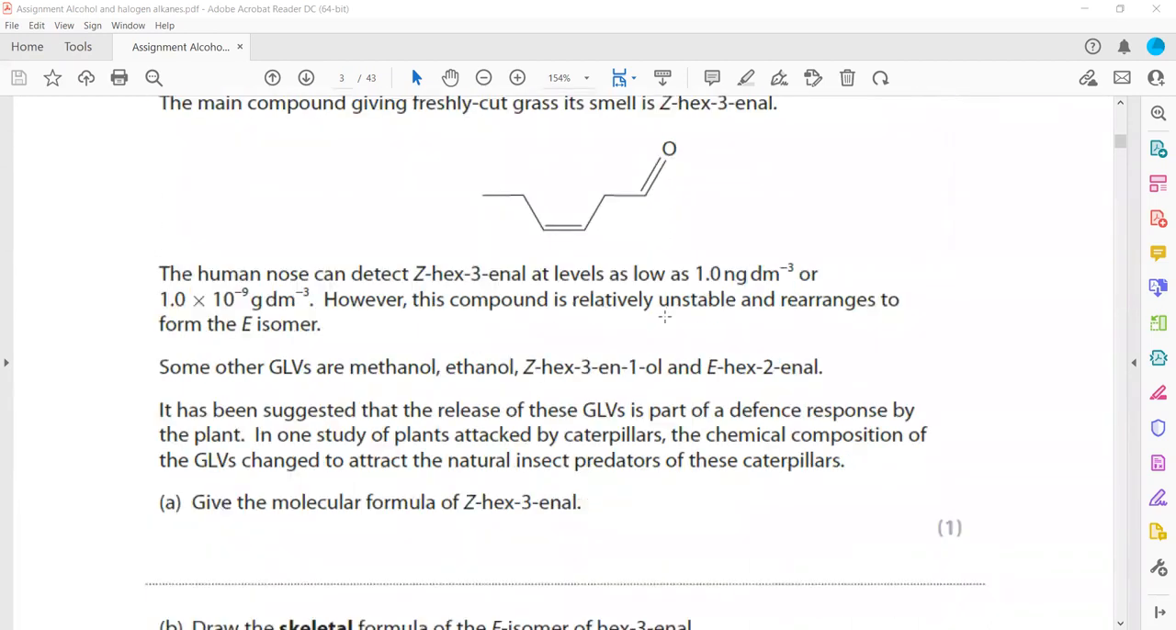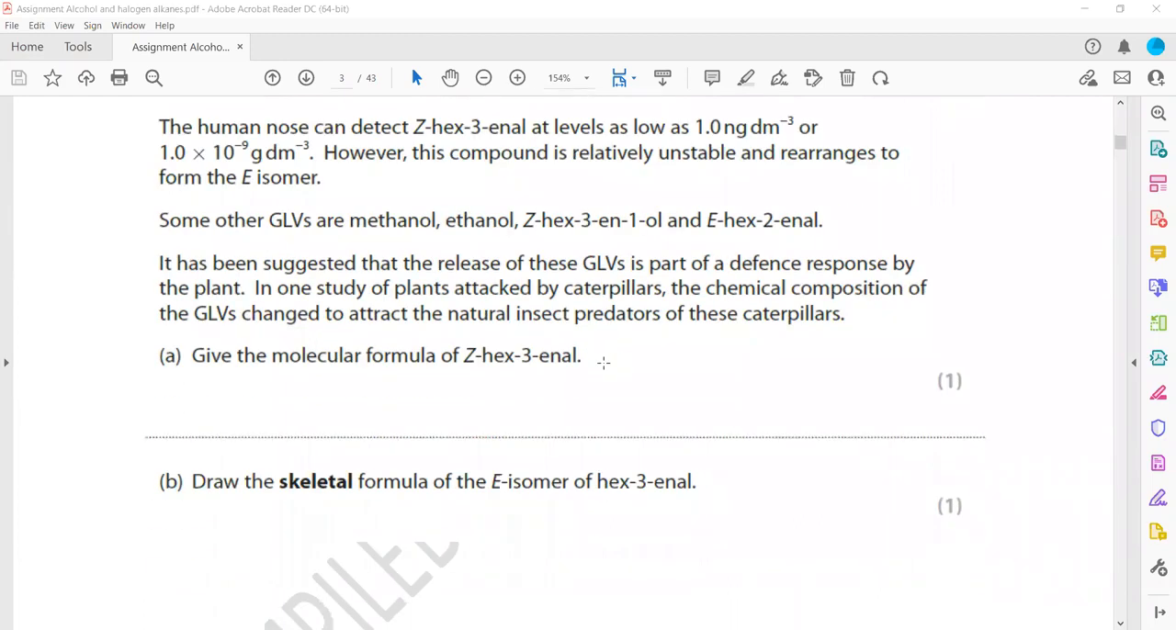The human nose can detect Z-hex-3-enal at a level of about 1 nanogram per decimeter cubed, or 1 into 10 to the power minus 9 gram per decimeter cubed. This is what the human nose can detect, that level. That's a concentration basically, because nanogram is the mass and dm cubed is a volume, so it is mass per unit volume, or a concentration.